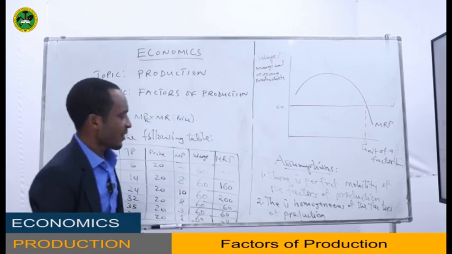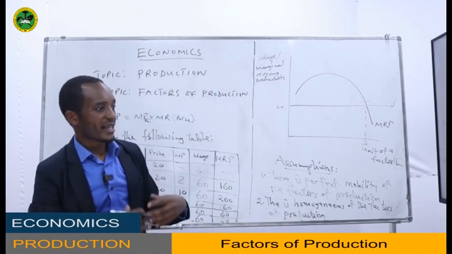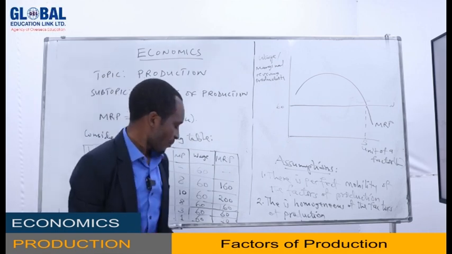So the factors of production are homogeneous. It means they are equal in strength or in their productivity.